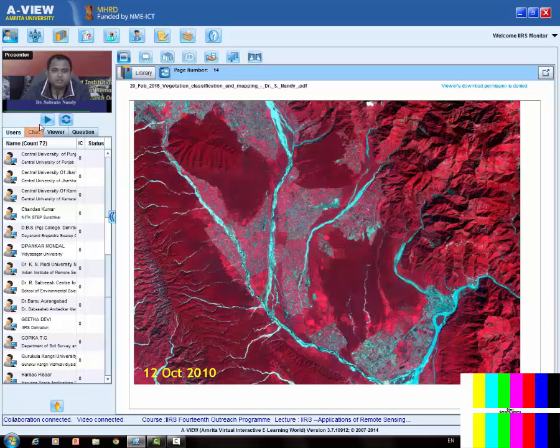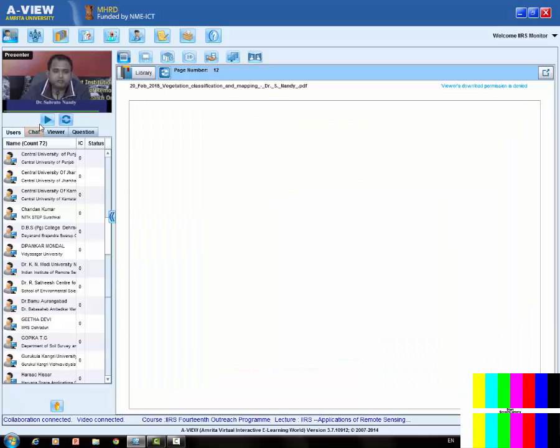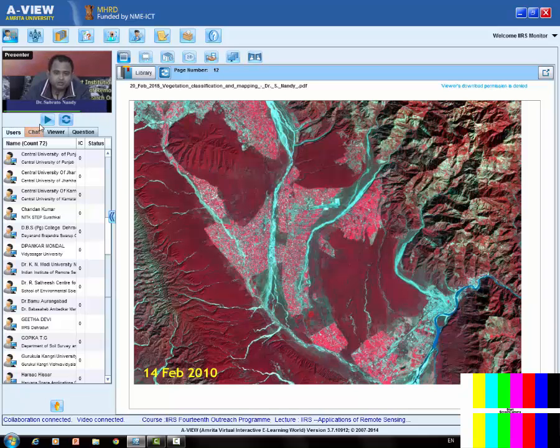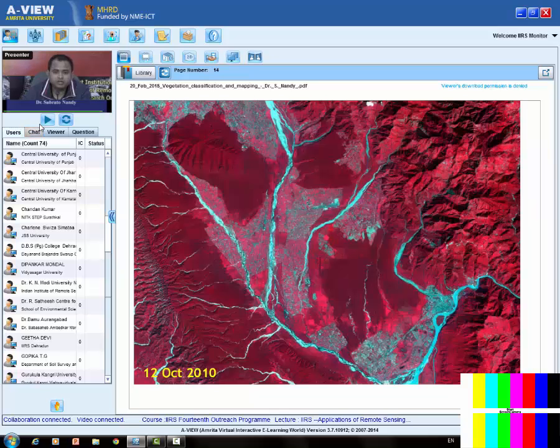Now the same area, if I look at it in the February image, look at these areas near the rivers. Here in these areas and here also, you get greenery. That means in October, in these areas it is all red. Now what happened to this area? If I interpret based on tones, that means it is a different class. Now whether it is forest or non-forest.